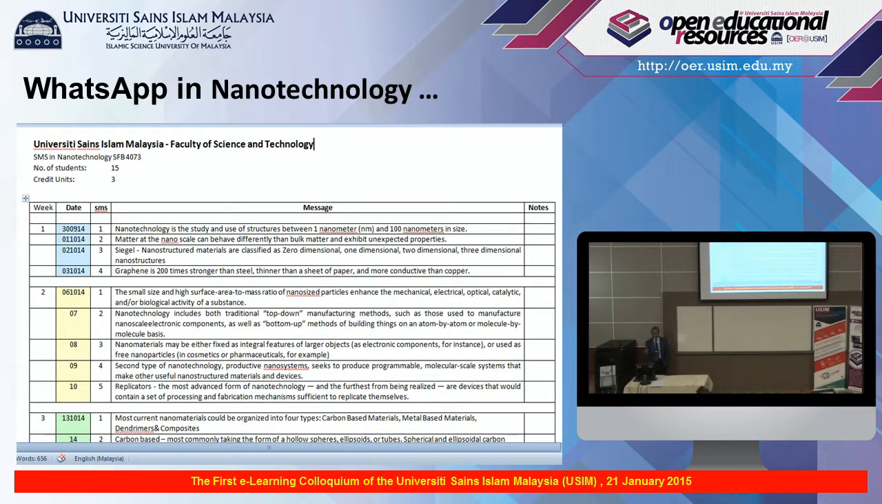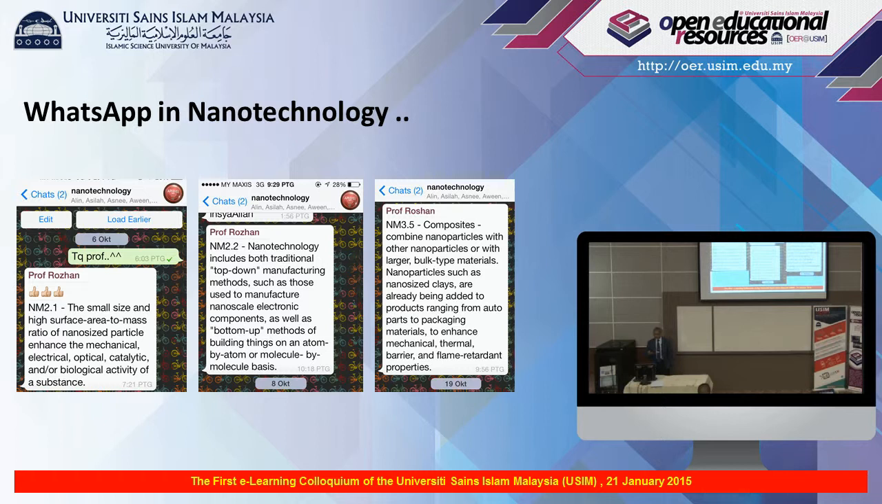This is what it looks like in terms of the SMS message that I sent to them, same as what you saw just now. This is what the student received from me on their handphone, which I send every day. Now WhatsApp is free. When I started in USIM, I was using SMS, and I had to pay. Now it's free. They are not expected to answer. I don't want an answer from them. I send them a message week by week. This is the kind of message that they get and read.